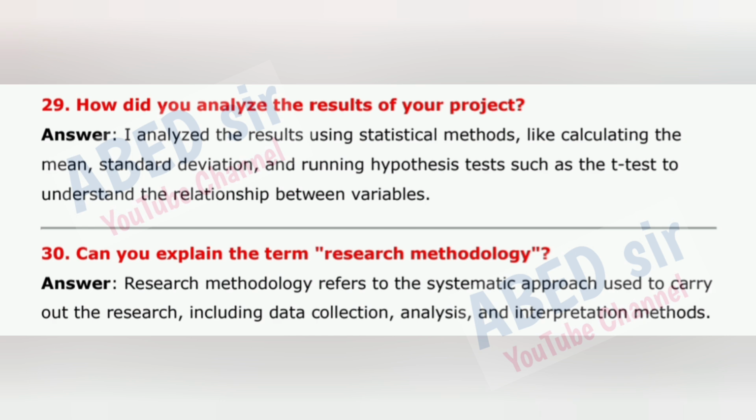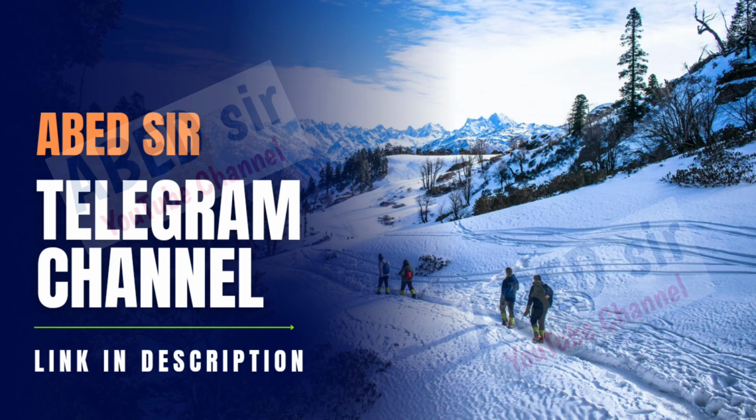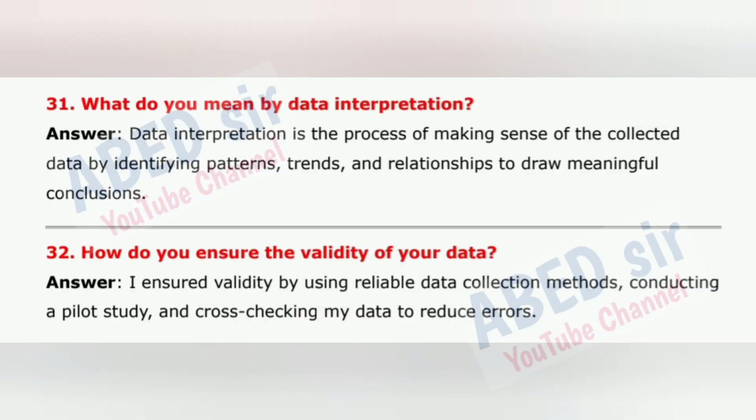Answer: Research methodology refers to the systematic approach used to carry out the research, including data collection, analysis, and interpretation methods. Next question. 31. What do you mean by data interpretation? Answer: Data interpretation is the process of making sense of the collected data by identifying patterns, trends, and relationships to draw meaningful conclusions. Next question.